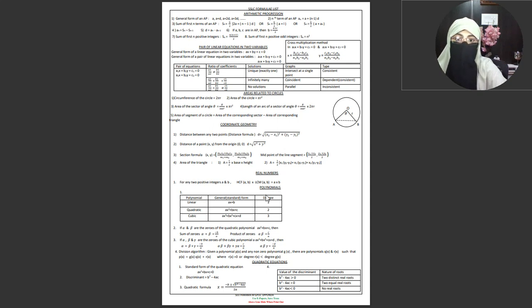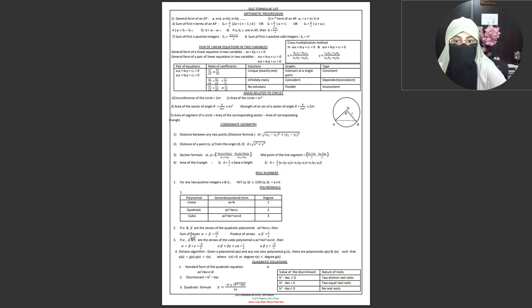Now coming on to polynomials: linear, quadratic, cubic. What is the general formula of a linear equation? Then quadratic, what will be the degree? Degree means the highest power. I think you will know that ax plus b has a maximum degree of 1, quadratic means 2, cubic means 3. In basic terms, you can remember it in this way.